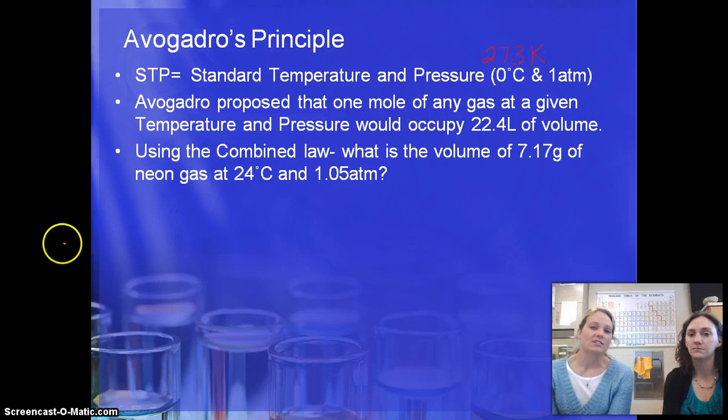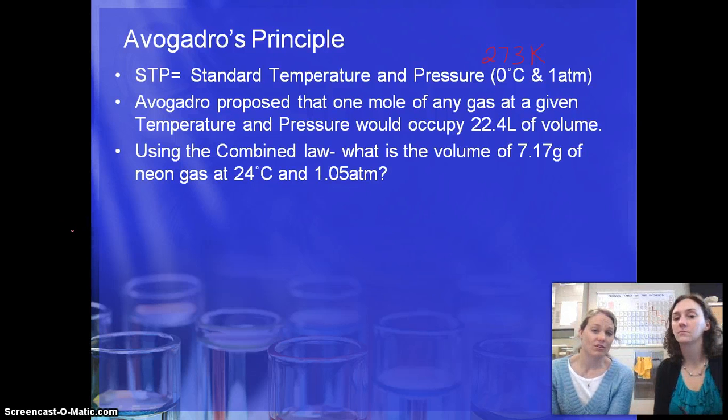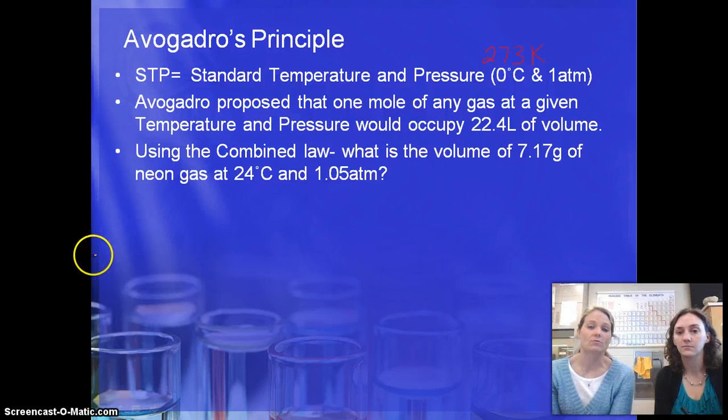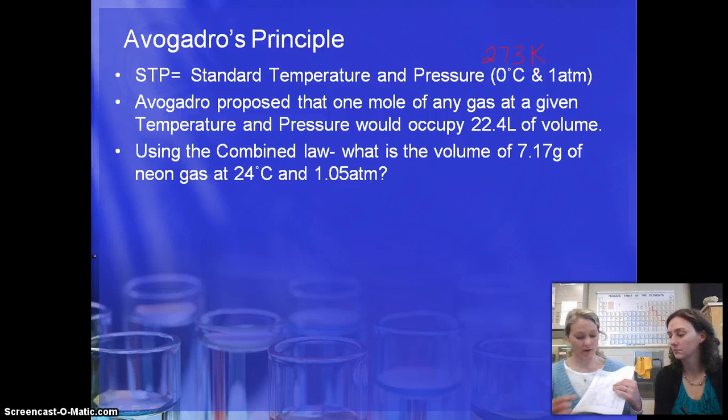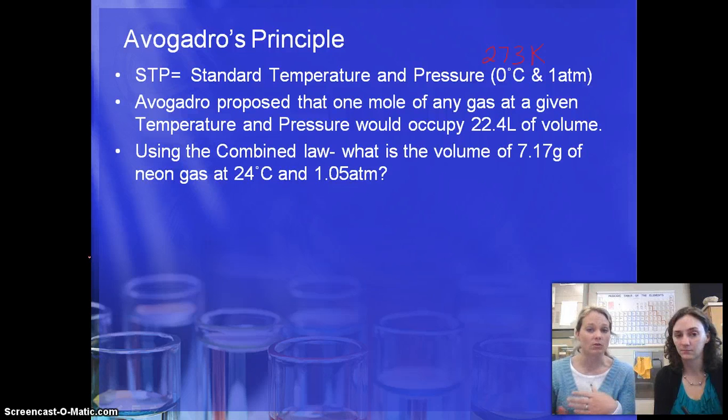The thing that you're going to need to know now is that you have a new triangle. Avogadro proposed that 1 mole of any gas at a given temperature and pressure would occupy 22.4 liters of volume. So on your cheat sheet, you're going to be right where your other little triangles of moles were, and this one's right down in the middle. So you're going to have moles, and you can go mole to volume or volume to mole.